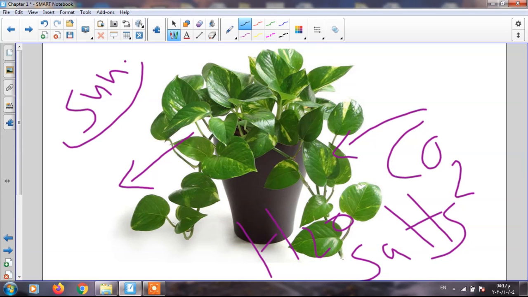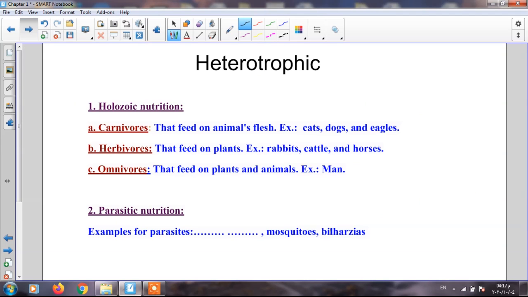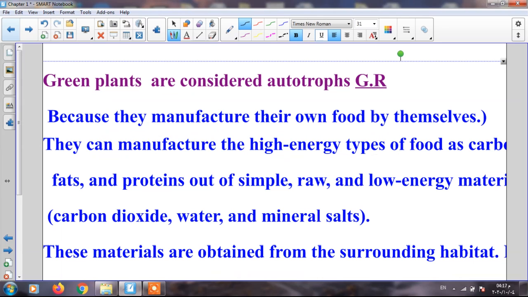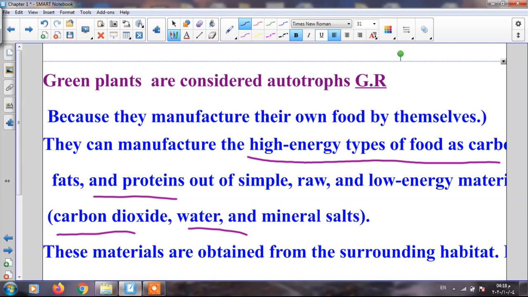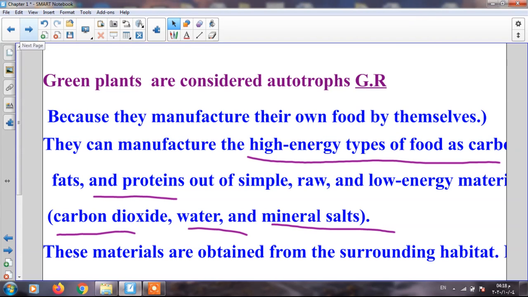So if I told you, give reason, green plants are called autotrophic living organisms. Green plants are considered autotrophs because they manufacture their own food by themselves. They can manufacture high energy types of food, I mean like carbohydrates, protein, lipids, and fats, from simple raw and low energy material like carbon dioxide, water, and mineral salt, of course in the presence of light to form their food. What is meant by heterotrophs?